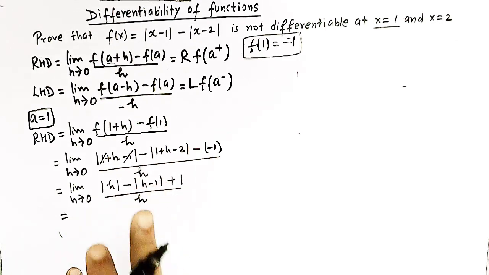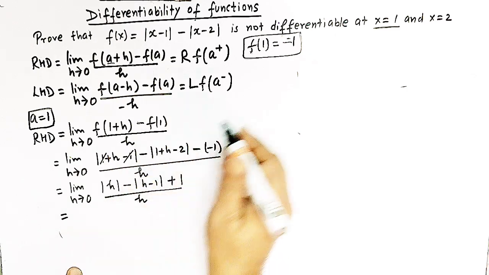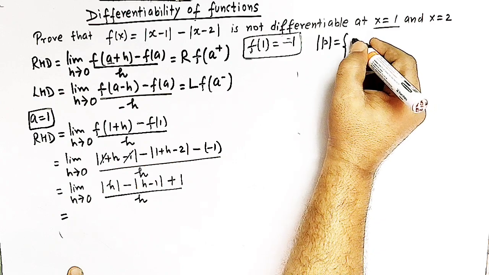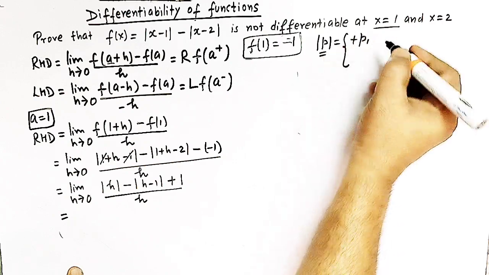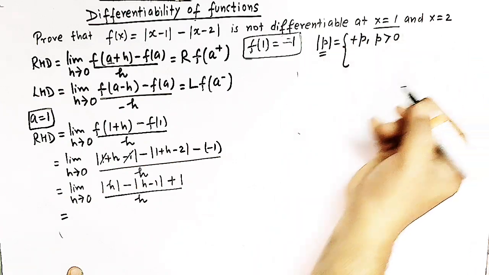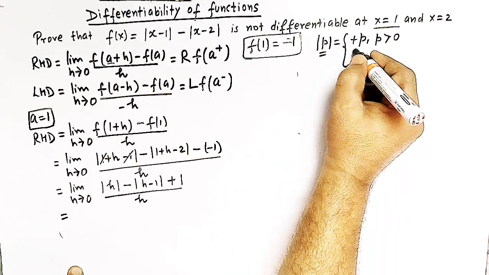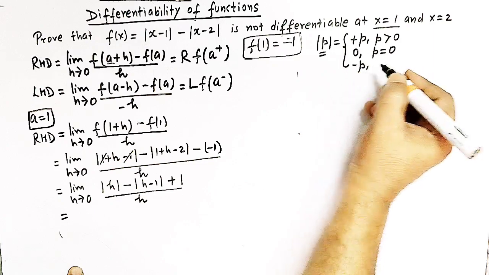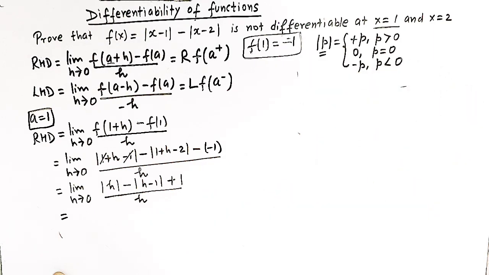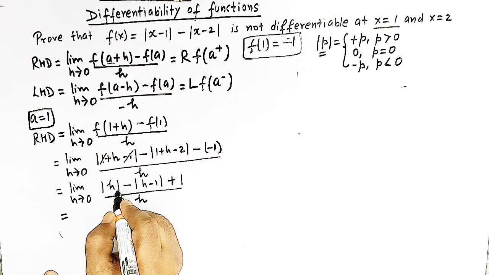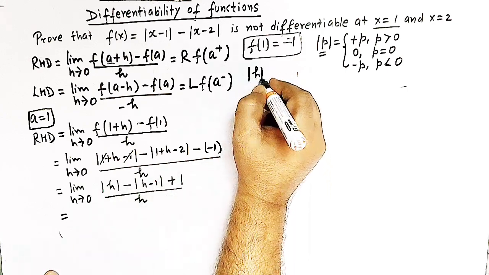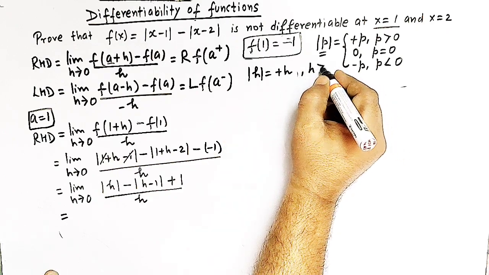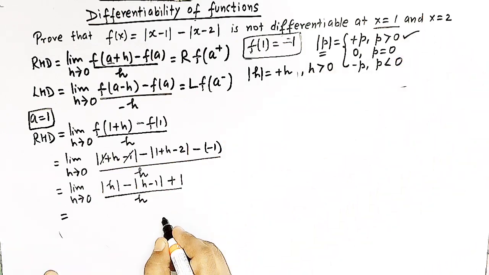So now let us make use of the definition of a mod function here. Mod of p is defined as positive p whenever p is a positive number, that is greater than 0, and mod of p is 0 whenever p is equal to 0, and mod of p is negative p when p is less than 0, right? Now see, here we have mod of h, and mod of h is simply equal to positive h because h is greater than 0 due to this definition, right?